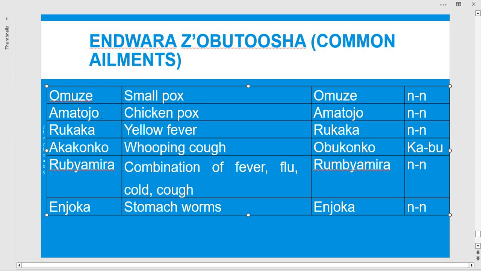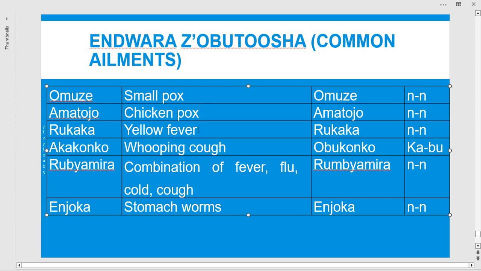away when they get... there is a plant called amatojo. That plant has swellings resembling those of chickenpox. So when you would have chickenpox, they would get that amatojo and beat you with it, thinking that you will get healed. Some of it they give you and you drink, and you will become okay.